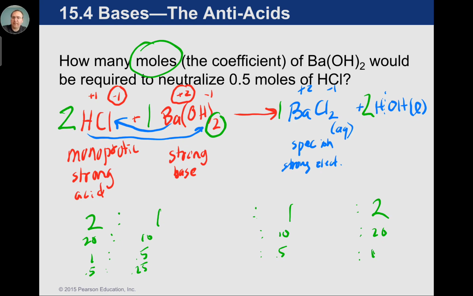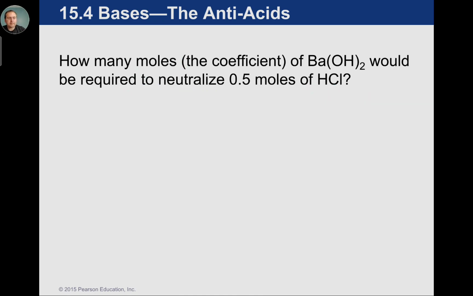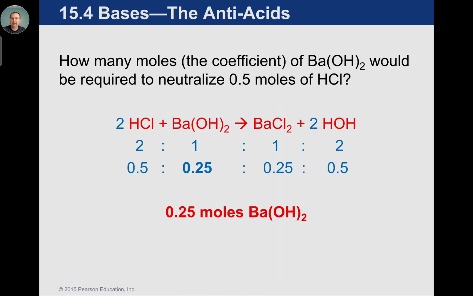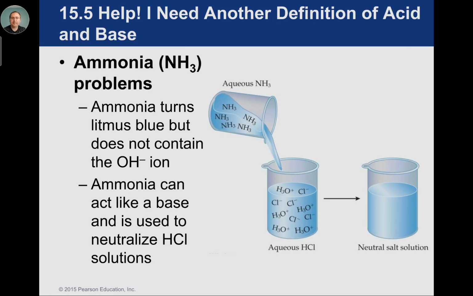And that's really what they're after in a lot of problems as we get closer to exam 5. So in this case, we need half as much because of that 2 to 1 ratio. So if we have 0.5 of our acid, we're going to need half as much base because it's a 2 to 1 ratio of hydroxide to hydrogen ions in hydrochloric acid.